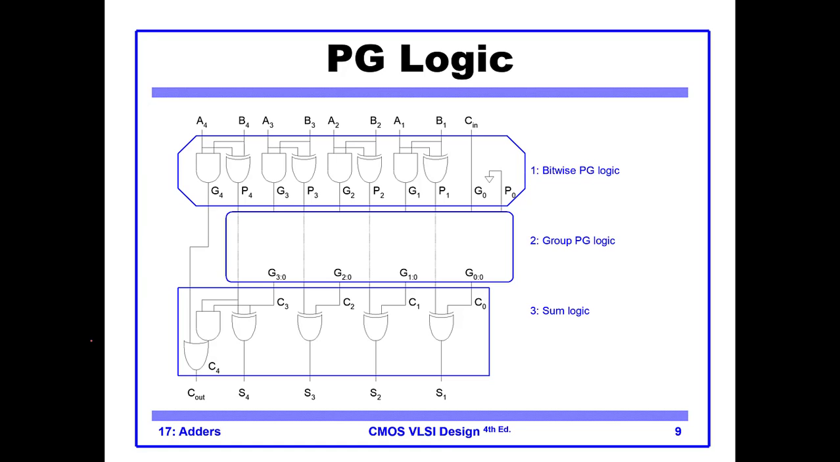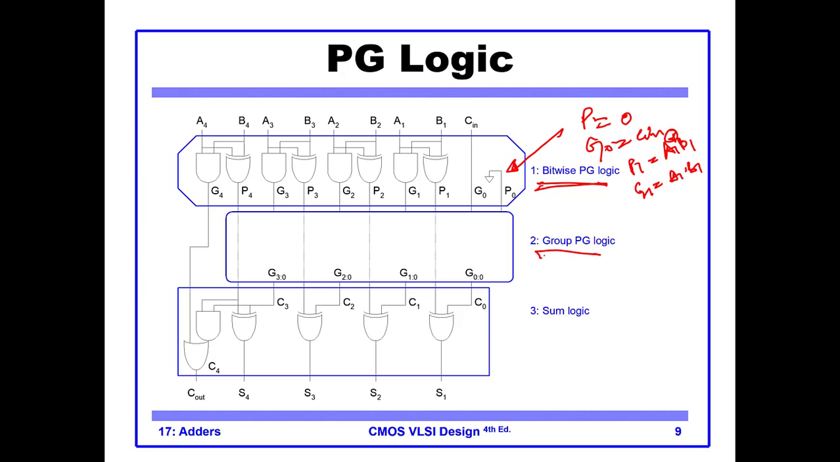This is the whole generate and propagate logic applied to a 4-bit full adder. So we have P0 equal to 0, so here it is connected to ground. Then we have G0 equal to Cn, so it is connected to Cn. And then P1 is equal to A1 exclusive OR B1, and G1 is equal to A1 and B1. So you see all these equations are in the first level and they are called bitwise PG logic.